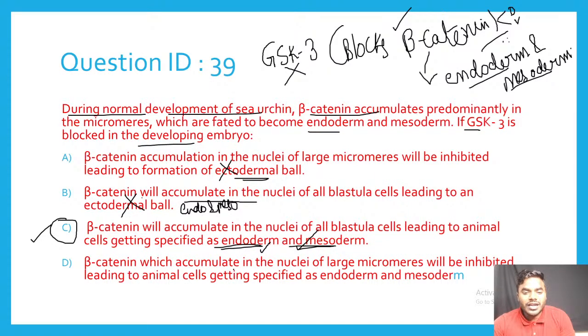And beta catenin which accumulates in the nuclei of large micromeres, option D. No, that is also wrong. Sushma, why is option D wrong? Because beta catenin is not specifically entering the nucleus of the large micromere. No, because GSK3 is inhibited. So what is happening? Beta catenin is going to enter almost all the blastula cells. It will enter every single blastula cell, not specifically the micromere, not specifically the macromere. Hence my friends, the correct and specific answer will be C.